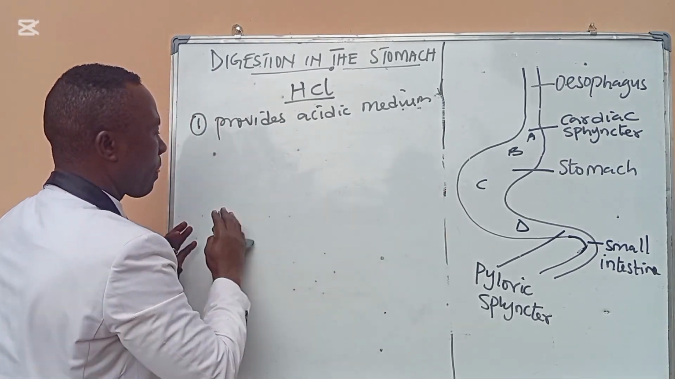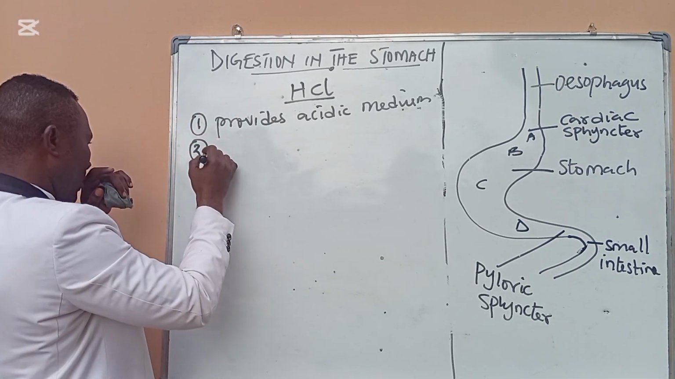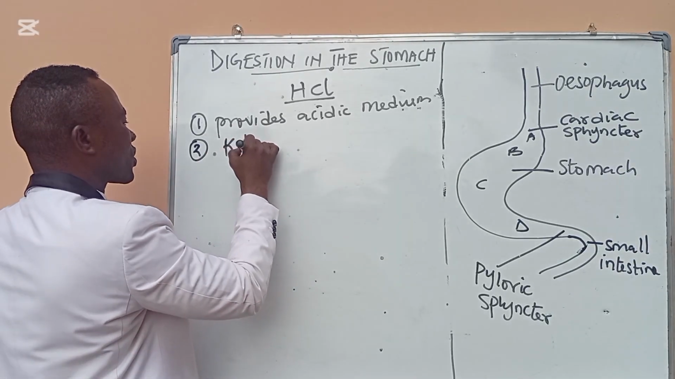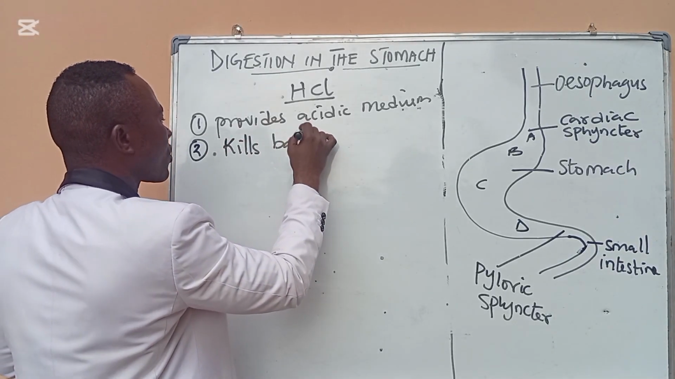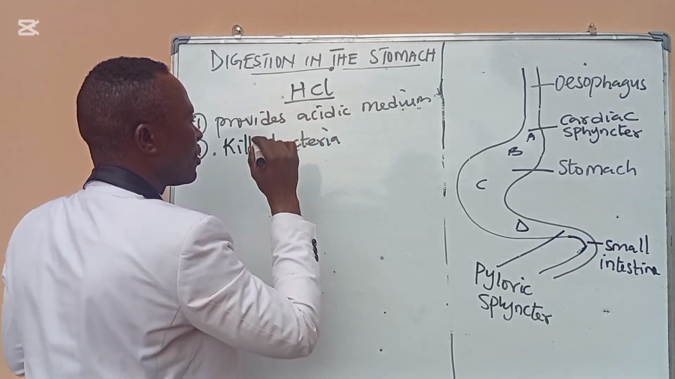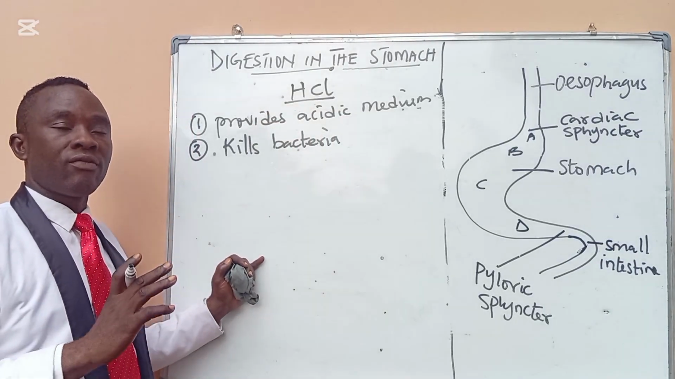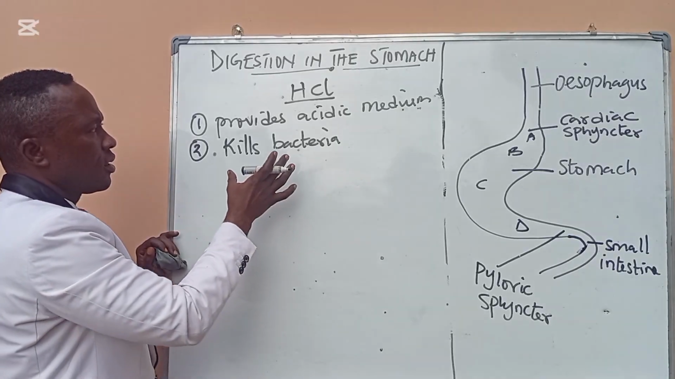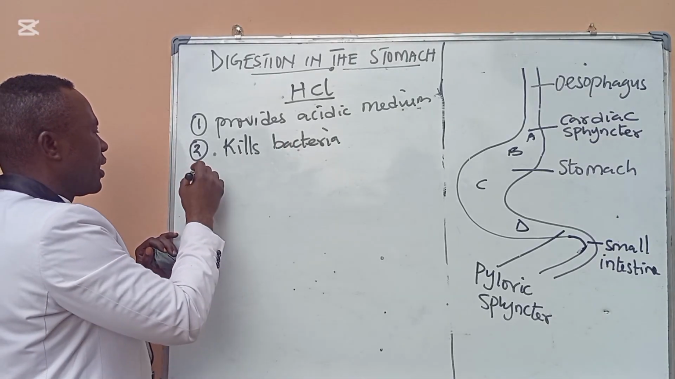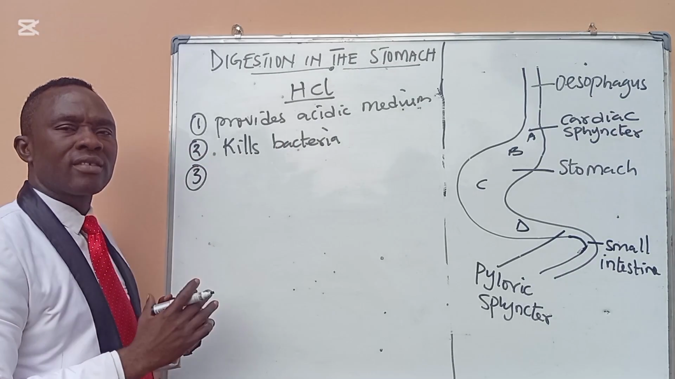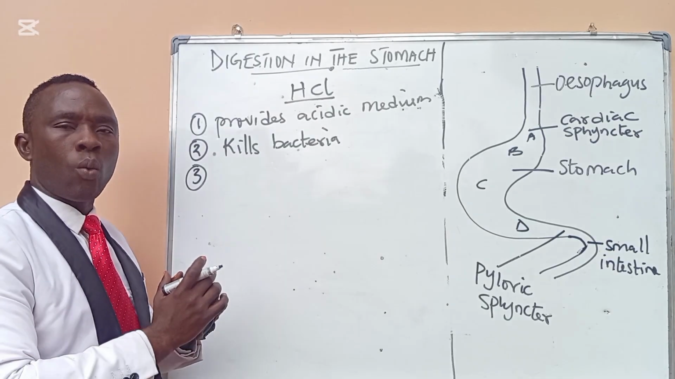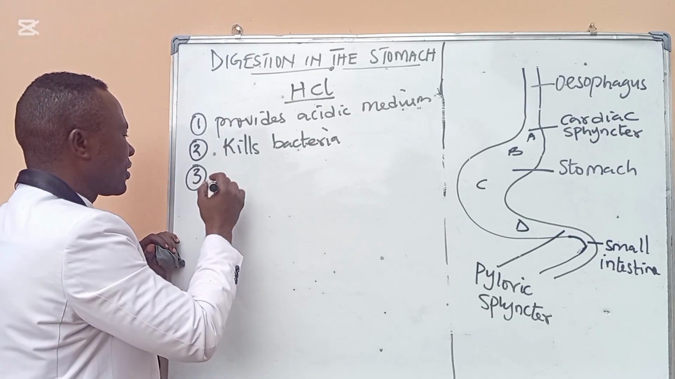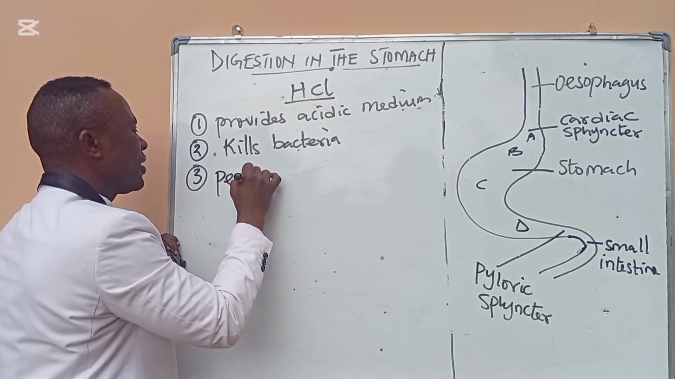Then number two function of the HCl is that it has protective function. So it kills bacteria. That is one of the functions of the HCl in the stomach. Then number three, it activates one of the enzymes that digest protein. That enzyme is pepsinogen.